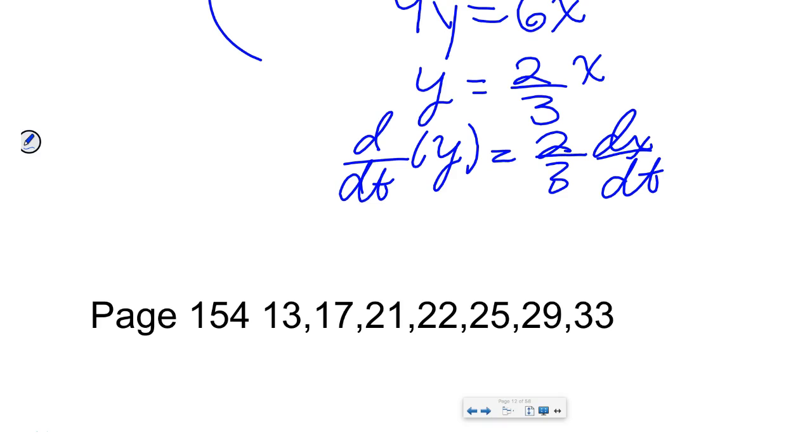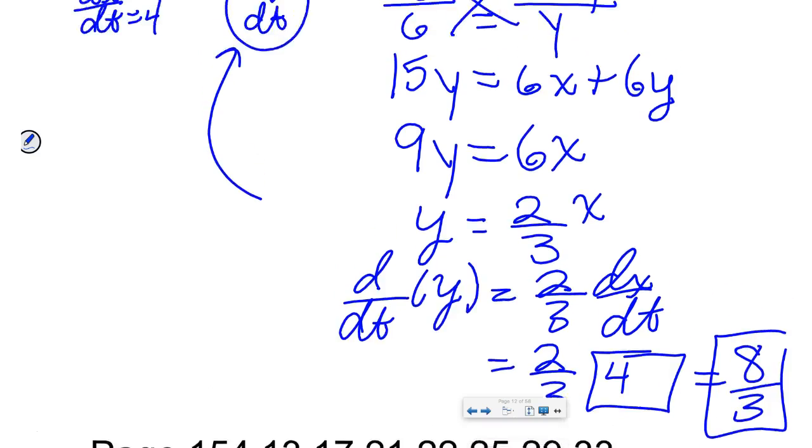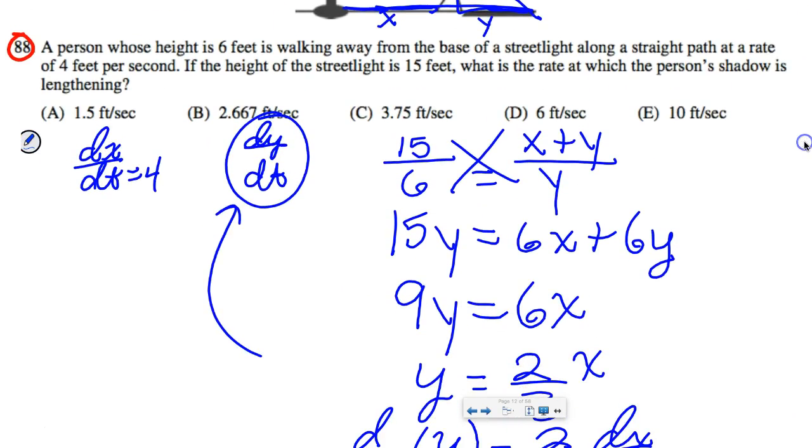Remember, I'm in search of dy/dt. dx/dt, all the time, because you're walking at a constant rate, was 4. So I get 8/3. So let's go look. That was multiple choice, I believe. Let's go find 8/3. 8/3 would be 2 2/3, which is B.